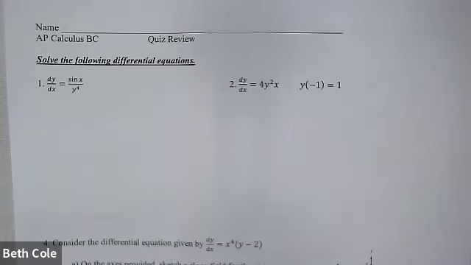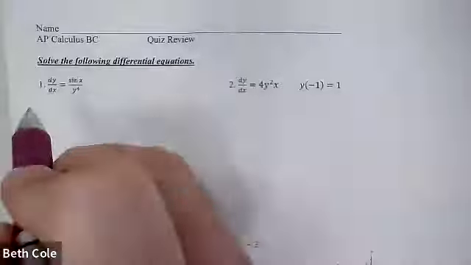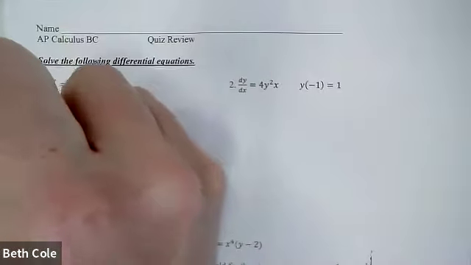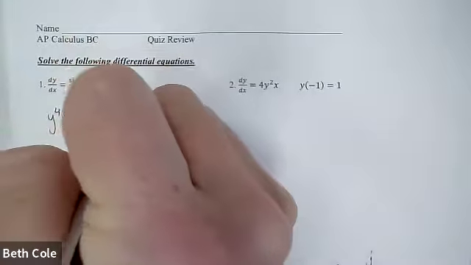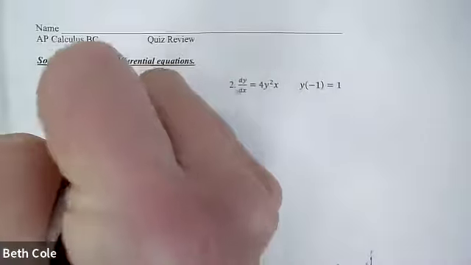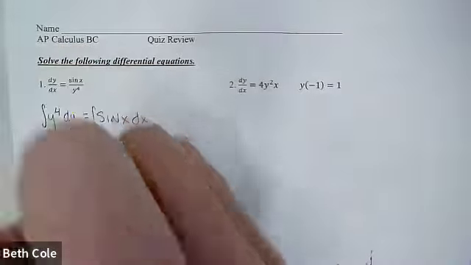Here is your Unit 7 quiz review. So first two are differential equations. For the first one, to separate, we're going to multiply over the y to the fourth, and then we're going to multiply over the dx. And then we're going to do our antiderivatives.